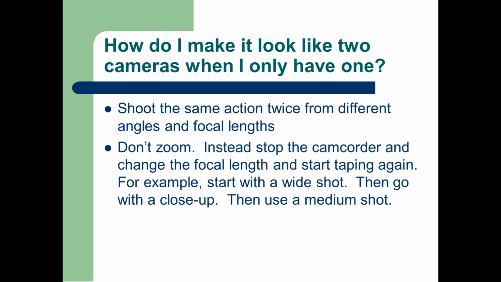How do I make it look like two cameras when I only have one? Well, you can shoot the same action twice from different angles and focal lengths. You want to be at least 20 degrees apart from one camera to the next. Don't zoom. Instead, stop the camcorder and change the focal length and start taping again. For example, start with a wide shot, then go with a close-up, then use a medium shot. If you have two cameras, you could set one at a wide angle, use the other for close-ups and medium shots.